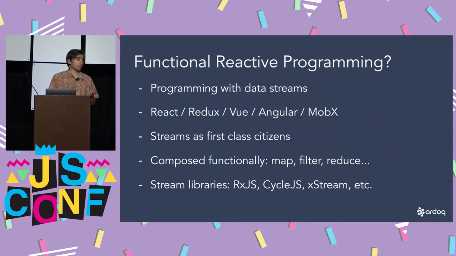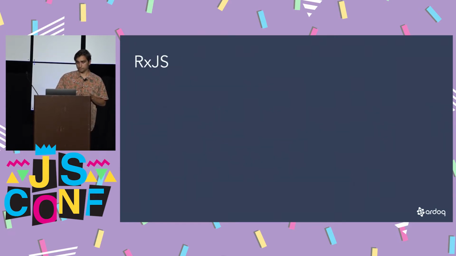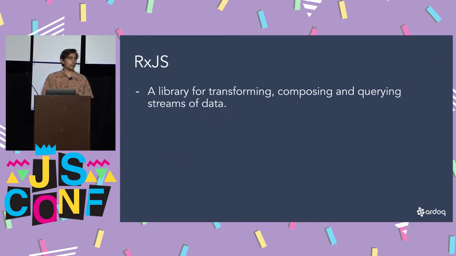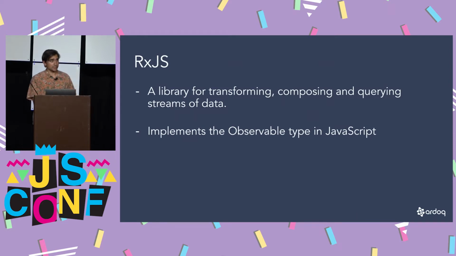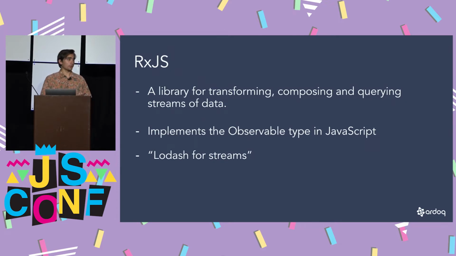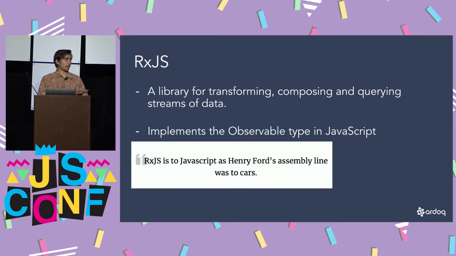There are many libraries in JavaScript for working with streams. And in this talk, we're going to focus on RxJS, which is probably the most popular one. I think it surpassed 1 million downloads this year. And it's also the only dependency of Angular. So RxJS is a library for transforming, composing, and querying streams of data. It implements the observable type in JavaScript, and the observable is essentially a stream. And many people call it Lodash for streams. I think it's quite powerful, though, so I rather like this definition, and I hope you will see that as well.